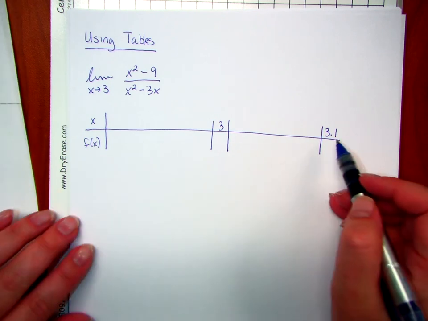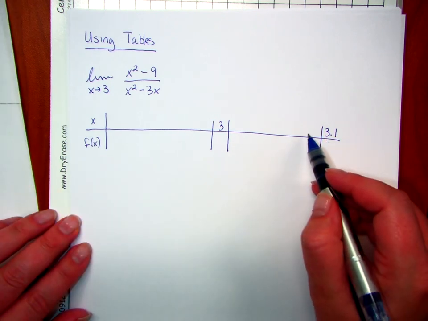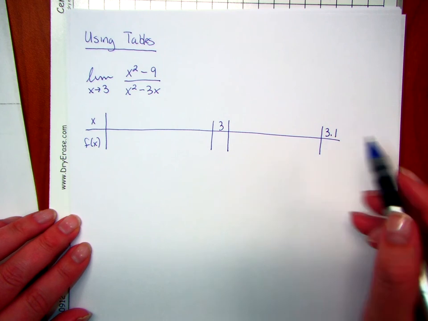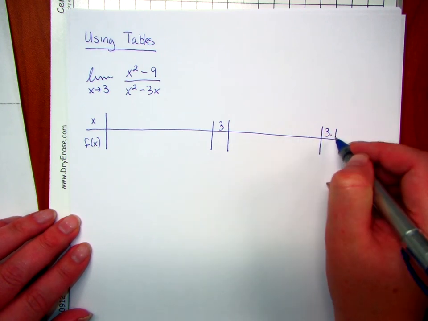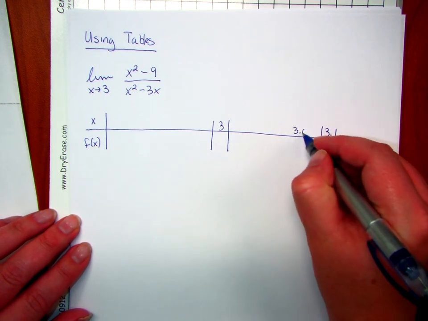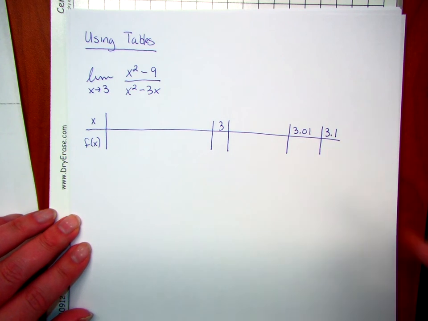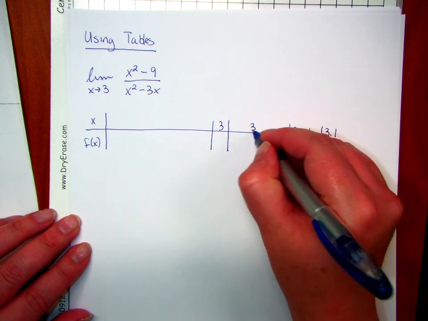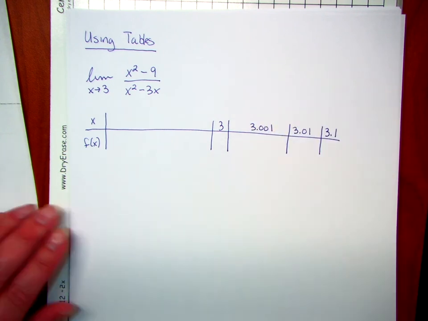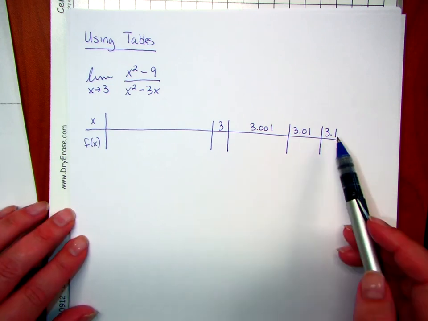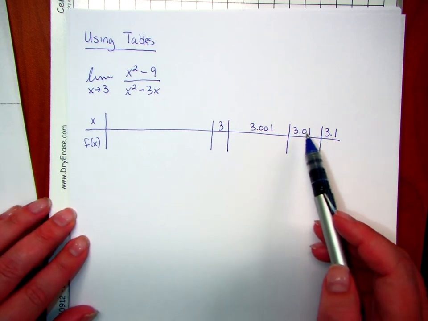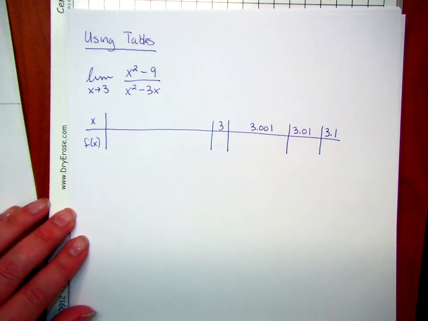So then I want to get closer to 3 than 3.1, and so I'm just going to start adding zeros here. This is 1/10 away. So I'm going to do 3.01, which is 1/100th away. And then I'm going to do 3.001, which is 1/1000th away from 3. And so you can see that we're approaching 3 from the right-hand side.